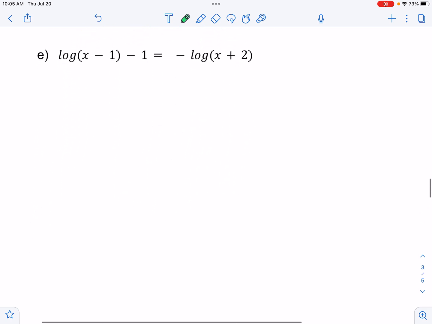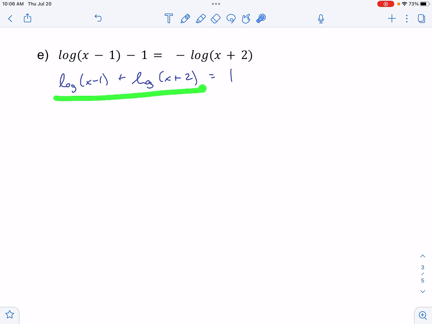All right, one last problem. Log of x minus 1, take away 1, is equal to negative log of x plus 2. I'm going to do some rearranging, so my variables are on the left-hand side and my constants are on the other side. I'm going to combine the two terms on the left-hand side using the product property, or product law, so that I only have one log.